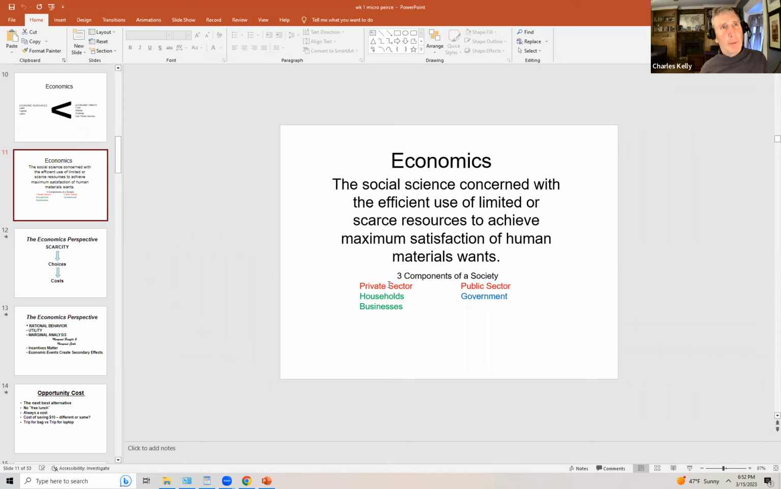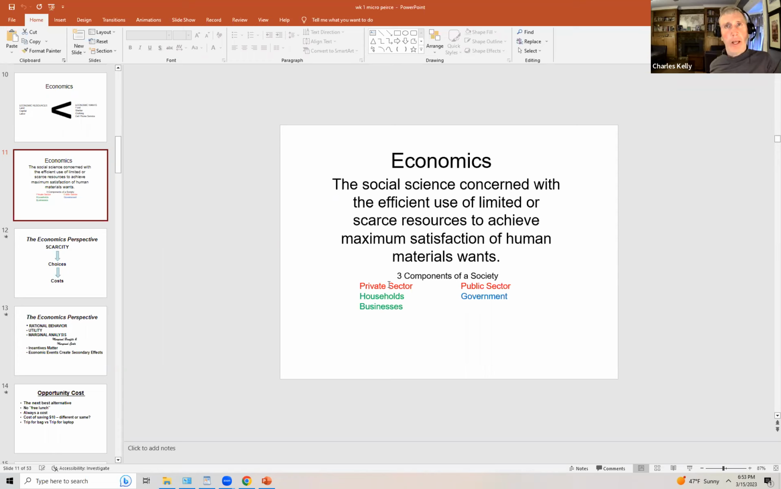The private sector is people like us, households. Sometimes we call those individuals. So individuals and households are synonymous. And then businesses, right? That's the private sector. And then the public sector is government. So whenever we study these components, we have to remember that the economic concepts and principles that we are analyzing apply equally to all three of these components.